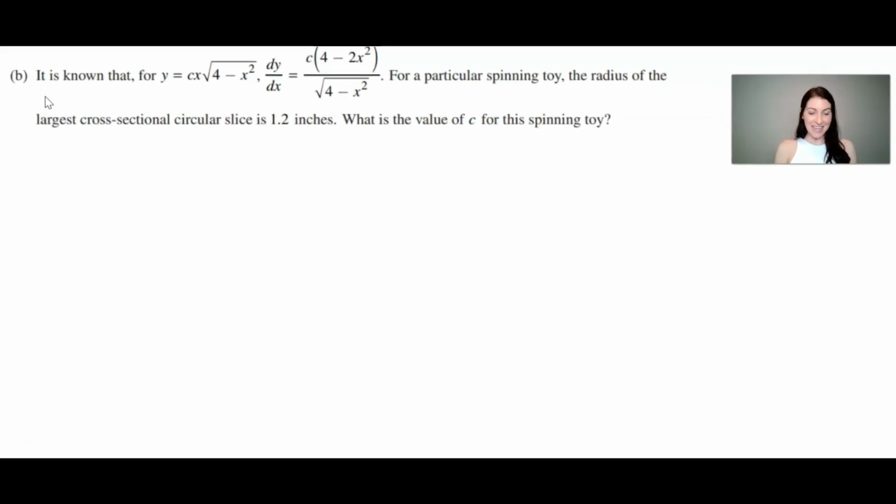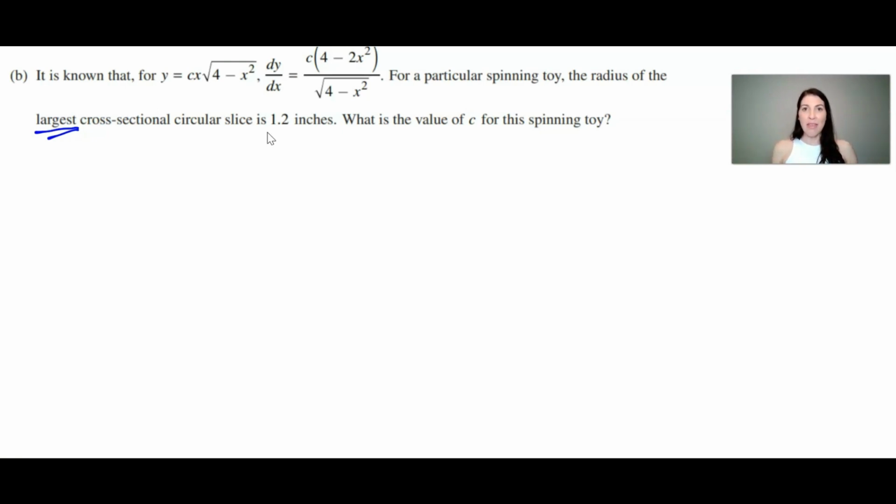Part B says, it is known that for y equals cx square root of 4 minus x squared, the derivative is given here. And this is great. They found the derivative for us. So for a particular spinning toy, the radius of the largest cross-sectional circular slice is 1.2 inches. And what is the value of c for this spinning toy? I see something about largest, about maximum, about absolute maximum.